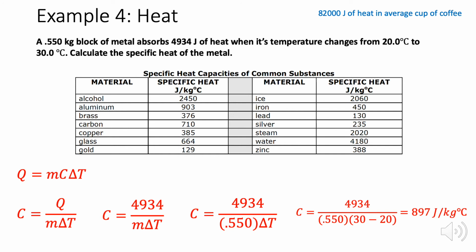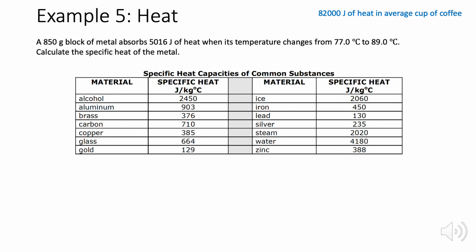All right, example 5. So, an 850 gram block of metal absorbs 5,016 joules of heat when its temperature changes from 77 degrees Celsius to 89 degrees Celsius. Calculate the specific heat of the material. Again, we're dealing with this equation, and since it asks for specific heat, we have to rearrange it by looking for C by dividing m delta T on both sides.